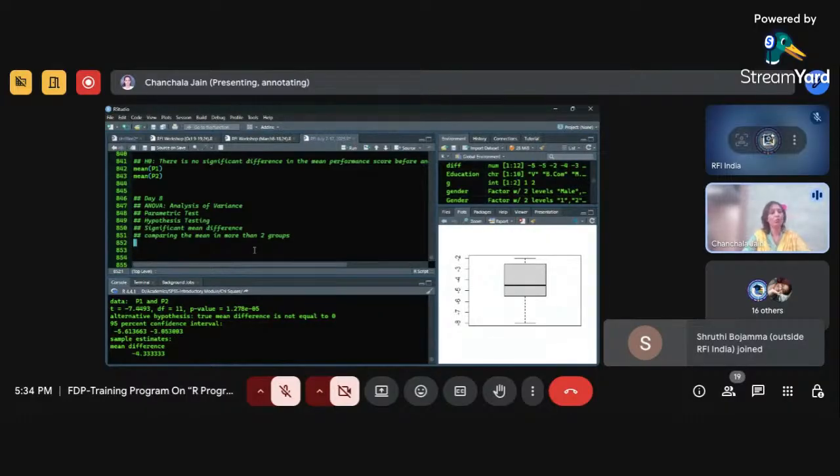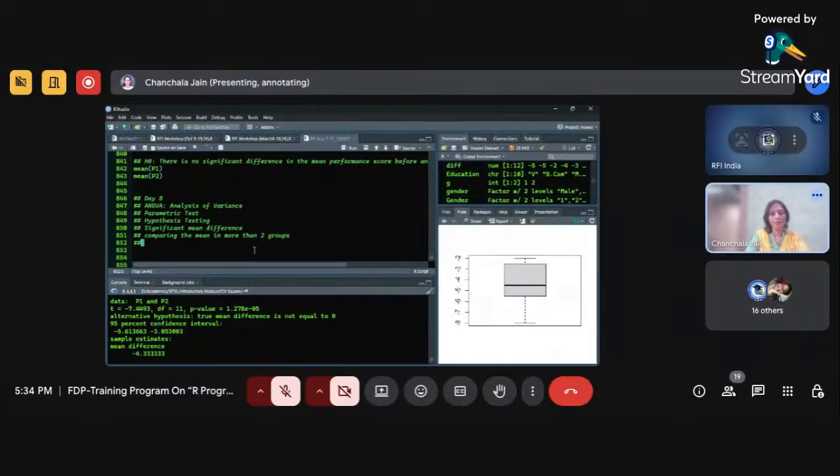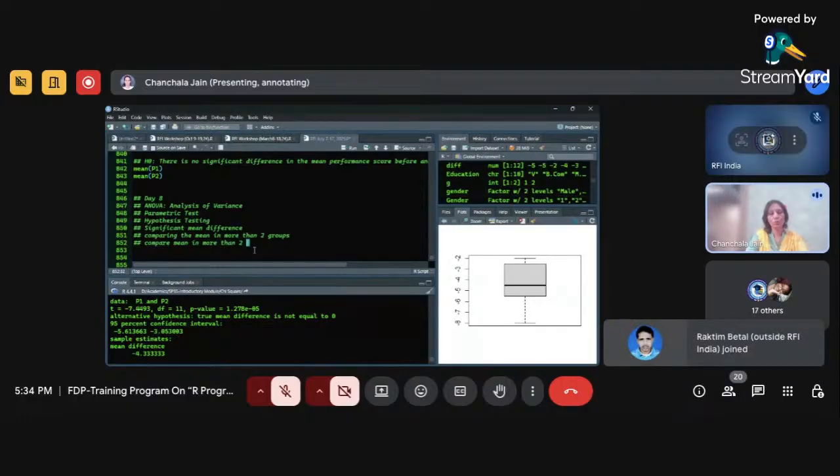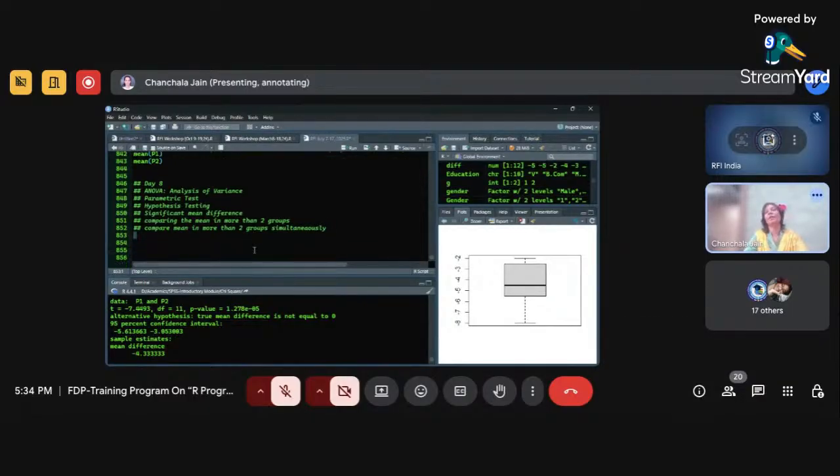If we have more than two groups available to us, priorly we need to decide in which two groups we want to find the mean difference, right? So ANOVA is a test which can help you to compare the mean simultaneously in all the groups. So when you want to compare the mean in more than two groups simultaneously, we are using ANOVA, right?